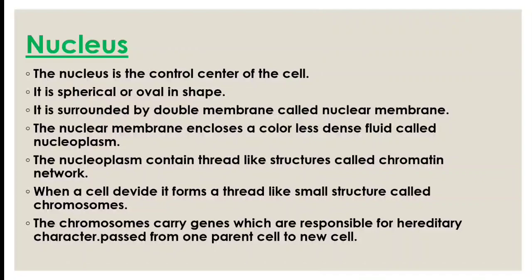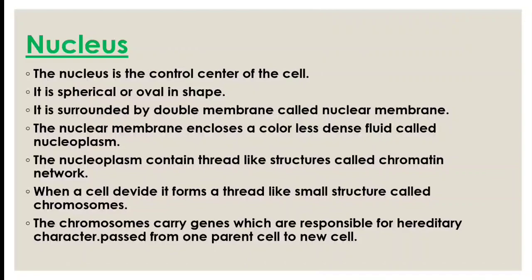When a cell divides, it forms small thread-like structures called chromosomes. Cell division we will also study in this chapter; it is the last topic of the chapter. Cell division means when a single cell splits into two parts, and those two parts split into two more parts, and it keeps going on. This is called cell division, and it results in the growth of the organism.